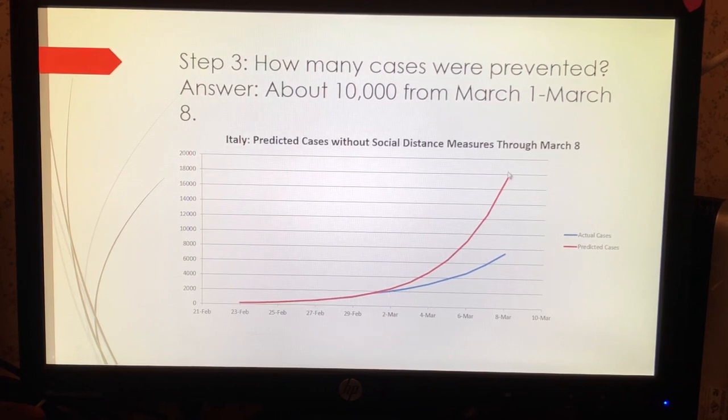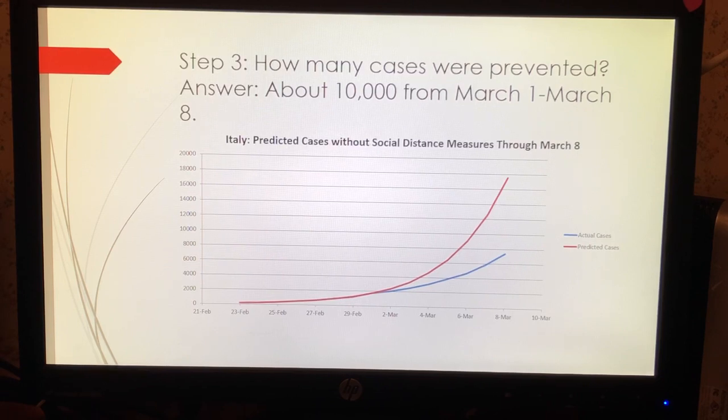But we see a really big effect here in Italy, right? If they hadn't implemented social distancing, we'd be sitting on this red curve. But the curve that actually resulted in Italy through March 8th was much, much lower. And what we see is that the difference between the blue line and the red line on March 8th is about 10,000 cases. So in that first week of March, Italy had 10,000 fewer cases than they would have had without implementing these social distancing measures.